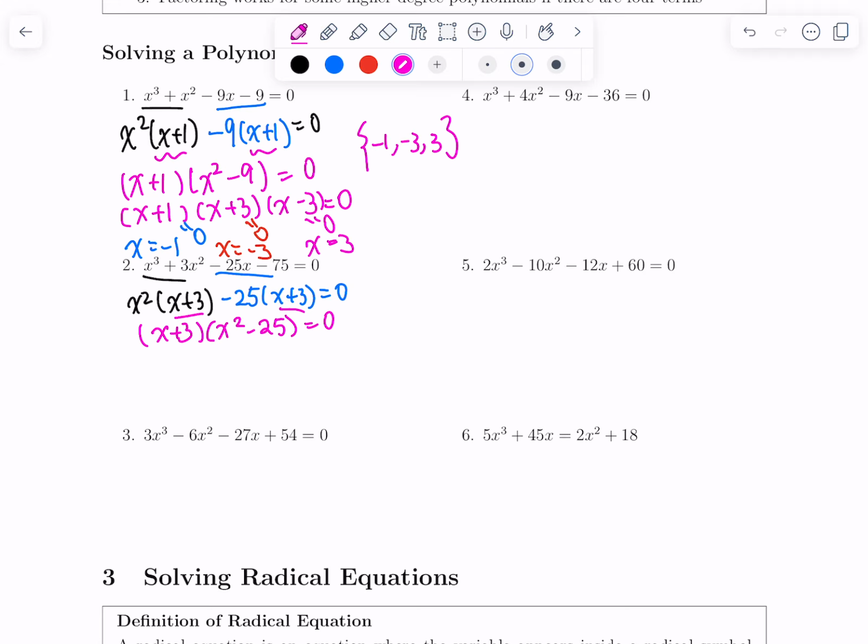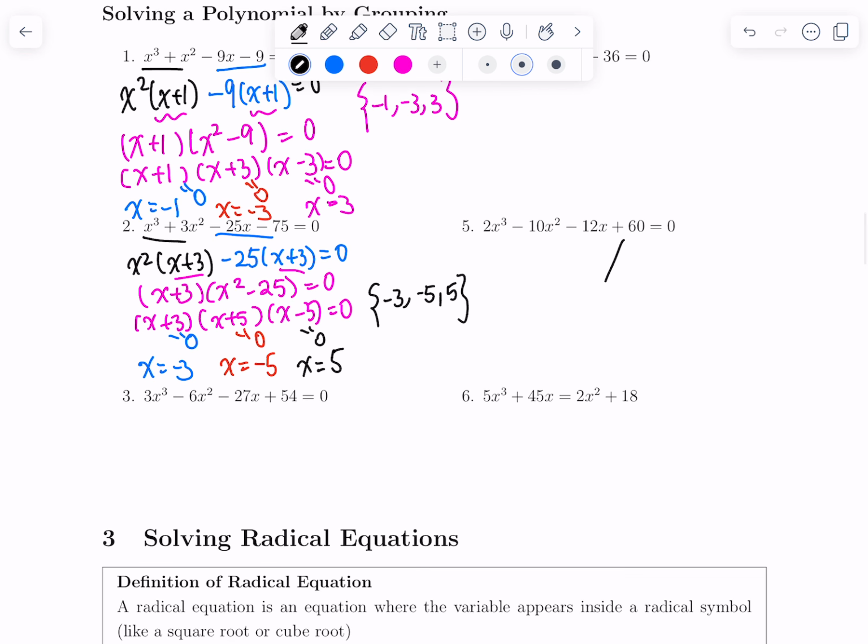X squared and 25, they're both perfect squares, and the difference over here, I can rewrite as x plus 5 times x minus 5 equals 0. So in this case, I'm going to let each factor equal 0. If x plus 3 equals 0, x equals negative 3. X plus 5 equals 0, x equals negative 5. Same with the last one, x minus 5 equals 0, x equals positive 5. So the solution set over here will be negative 3, negative 5, and 5.